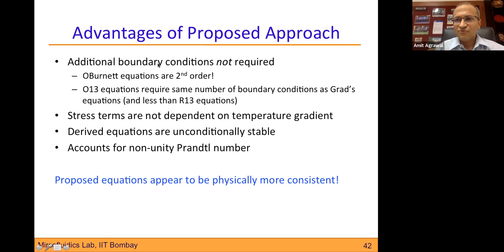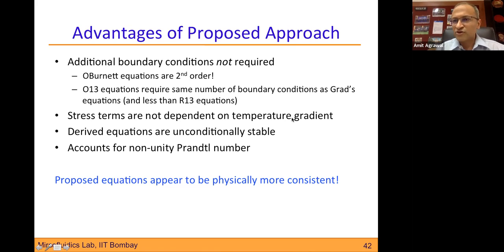Now, if we examine these equations a little more closely, what we find is that these Burnett equations, just like the Navier-Stokes equations, are only second order equations. This is very, very interesting. We said that Navier-Stokes equations do not require any additional boundary conditions, while Burnett equations require additional boundary conditions compared to Navier-Stokes. We see that the O-Burnett equations that we have started off with don't require any additional boundary conditions. We also find that the stress terms are not dependent on the temperature gradient.